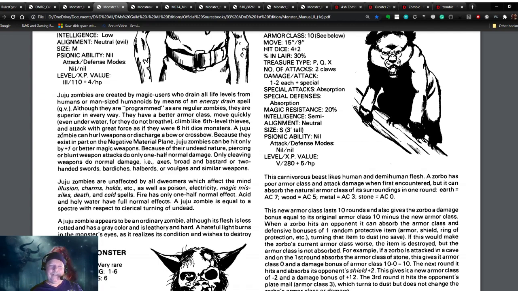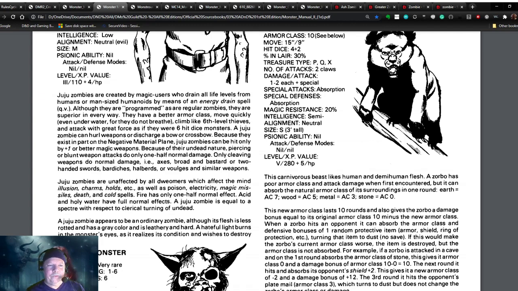And they climb like 6th level thieves and attack with great force as if they were 6-hit die monsters. Now, the reason that they say that is because your attack rolls for monsters back in this edition were all predicated on how many hit dice the monster had. There was no such thing as the monsters having stat blocks with strength scores and things like that. So you didn't get your pluses and minuses from their ability scores. You got their attack rolls based on their hit dice.